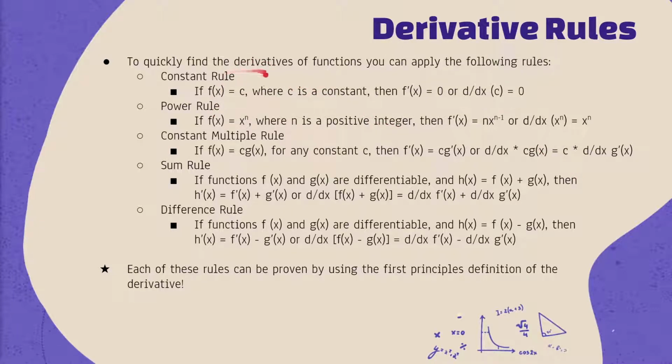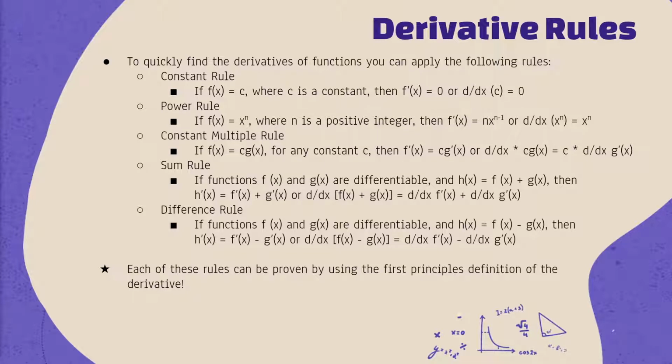Following the constant rule, we have the power rule, which says that if f of x equals x to the power of n, as long as n is a positive integer, then f prime of x equals n times x to the power of n minus 1. So if it was x squared, our derivative would be 2 times x, and then 2 minus 1 is 1, so 2x would be our derivative. If it was x to the power of 3, our answer would be 3x squared. So you can do that now super quickly without having to use the first principle definition of a derivative.